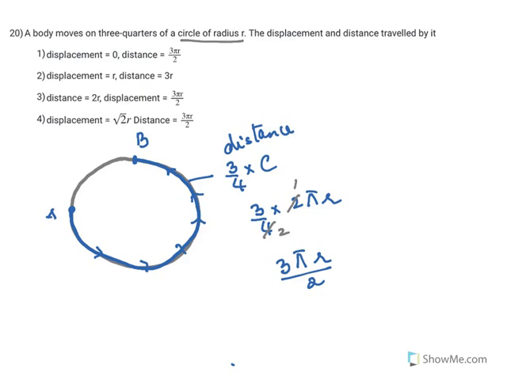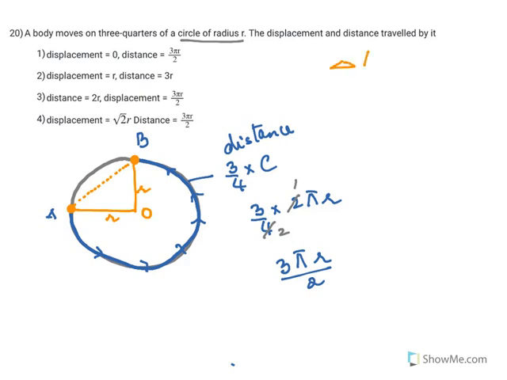Now if you want to calculate your displacement, you have to know which is your initial position was A, your final position was B, and this is your displacement. AB is your displacement. How do we go about calculating AB? So we'll join it to the center. This is our center here. You see O. This is radius and this is radius.